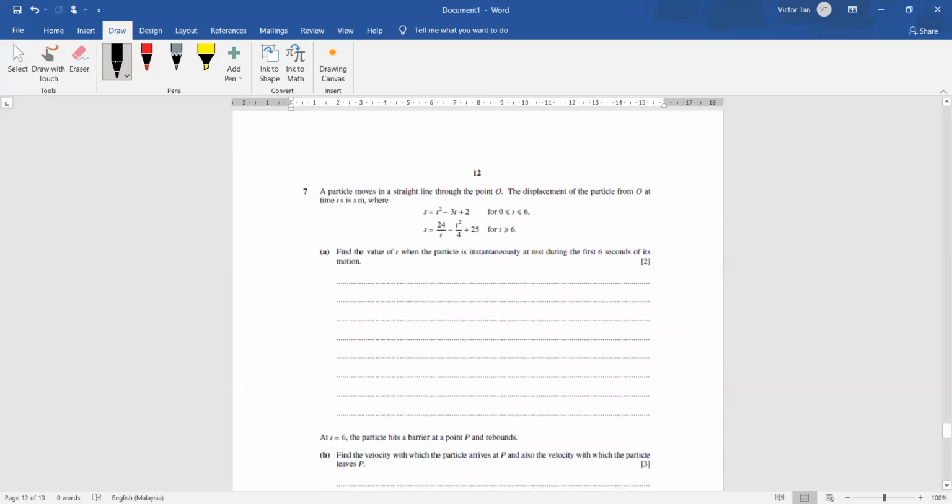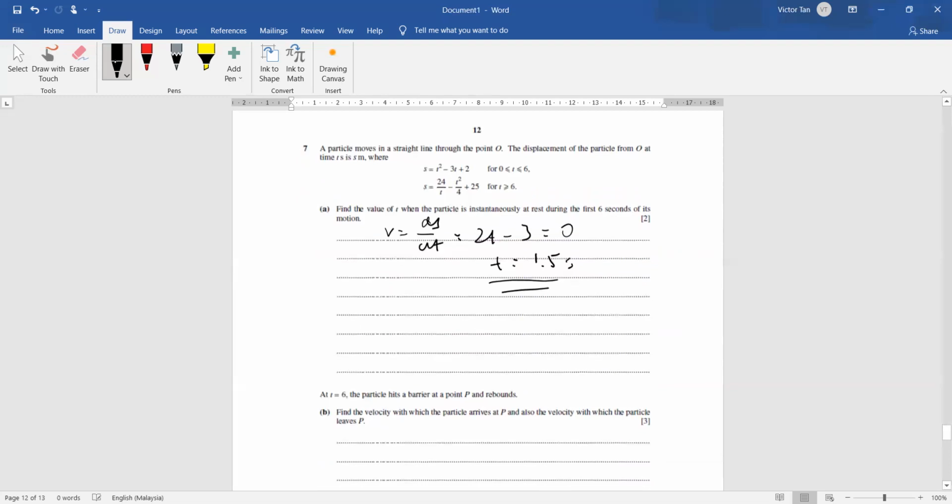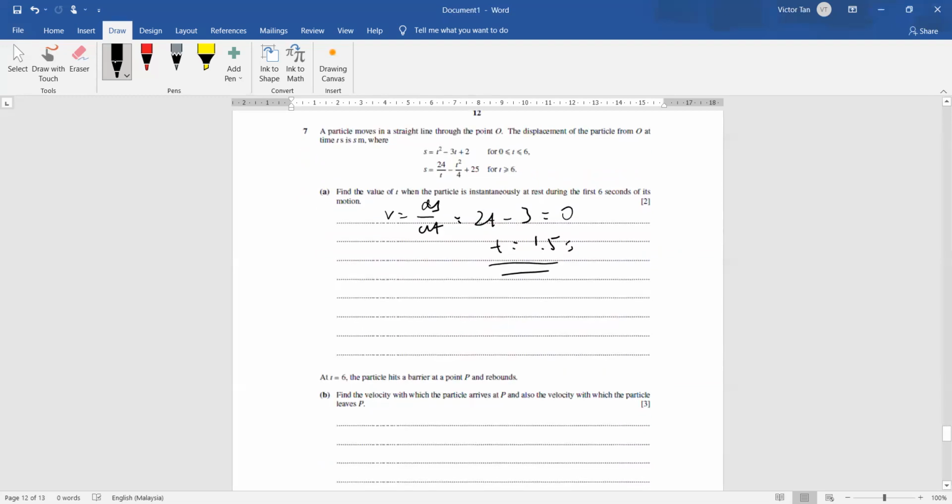Instantaneously at rest is when v equals 0. So v is ds over dt equals 2t minus 3 equals 0. So t equals 1.5 seconds. That's it. At t equals 6, the particle hits a barrier at point P. Find the velocity with which the particle arrives at P, and also the velocity with which the particle leaves P.